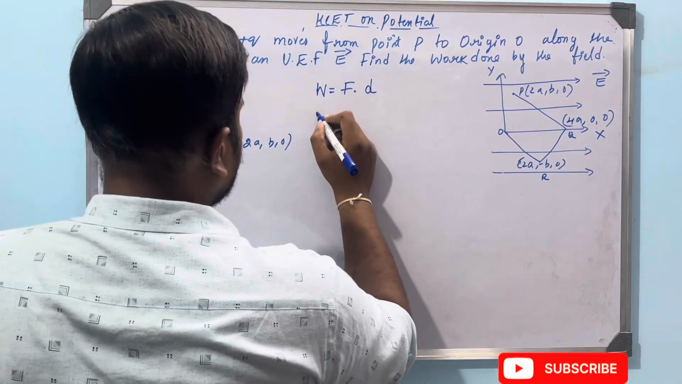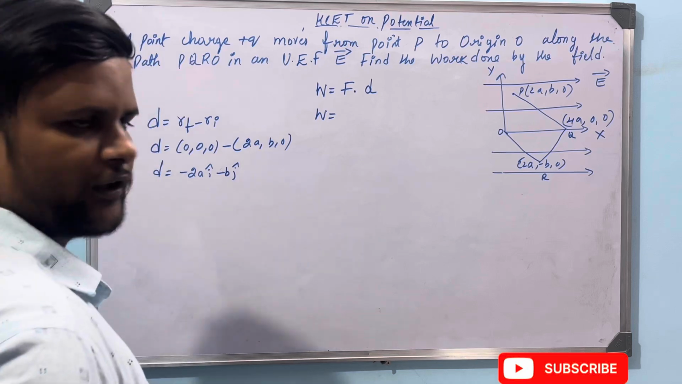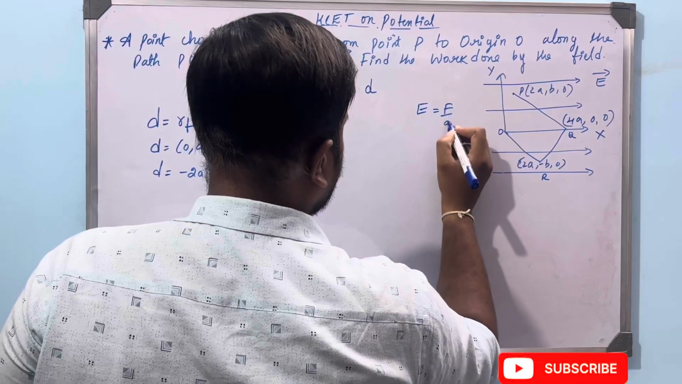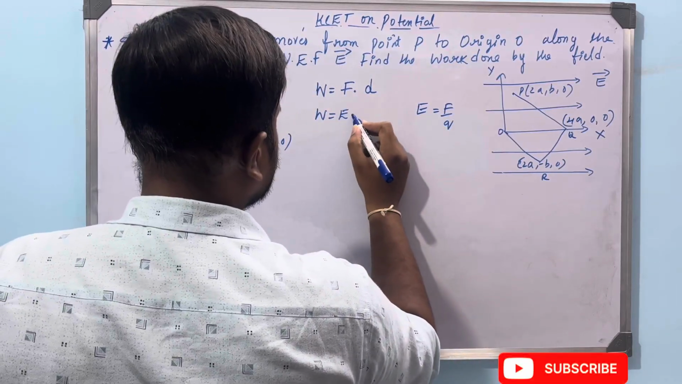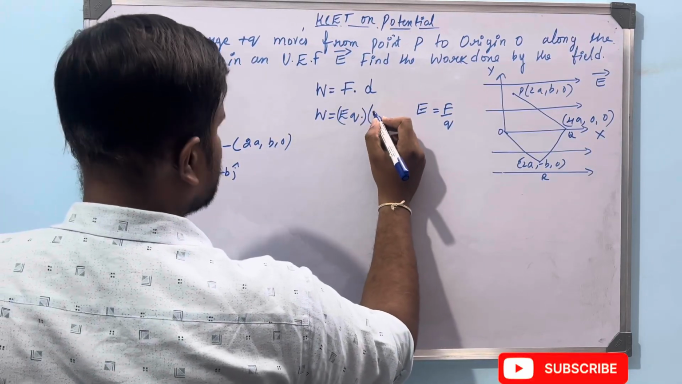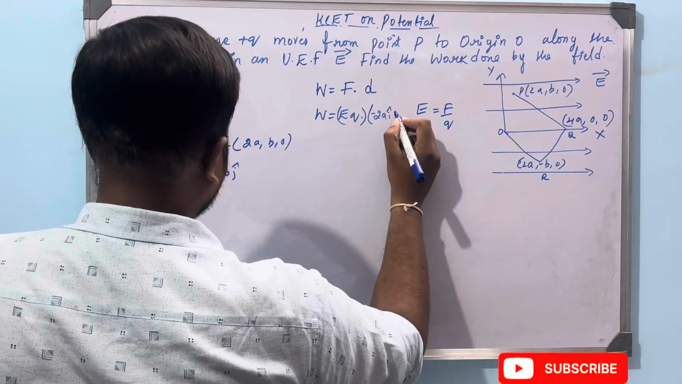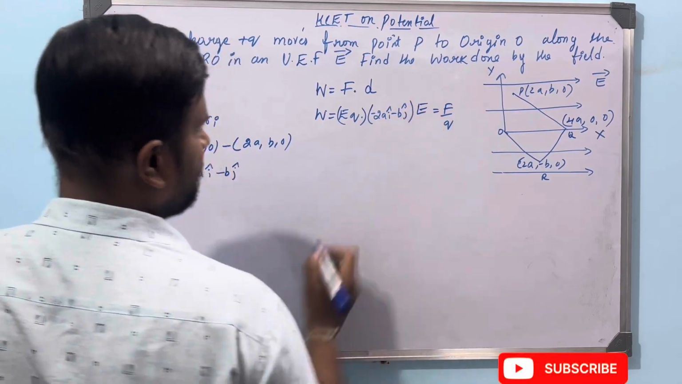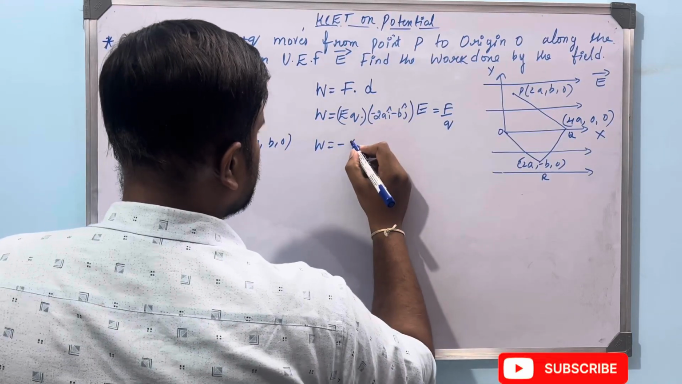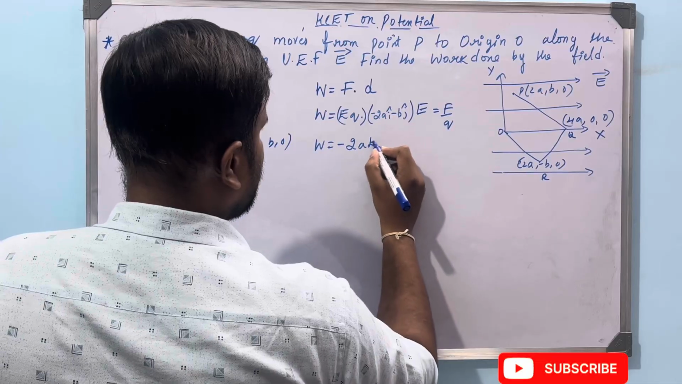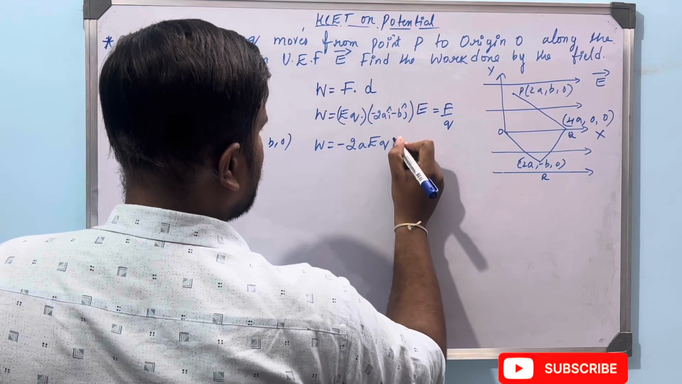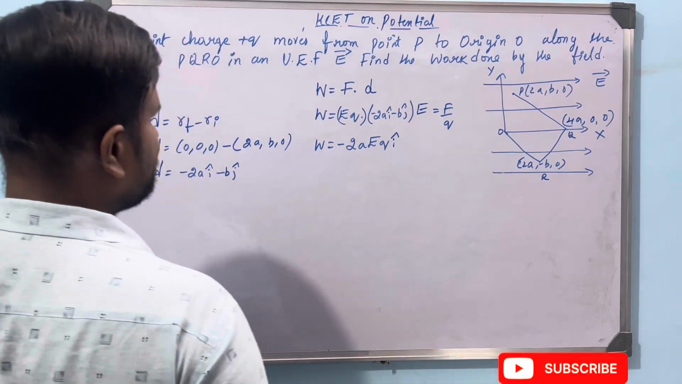Now W is equal to force dot displacement, but the force value we don't know. The force in terms of electric field is given by E equal to F divided by Q, so F becomes E into Q. F becomes E into Q dot the displacement value. The displacement value is minus 2a into i cap minus b into j cap. So W is equal to minus 2a E Q into i cap.